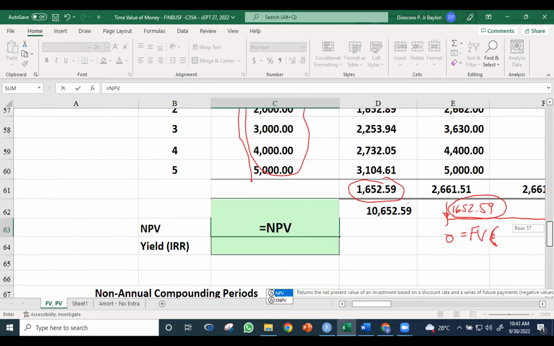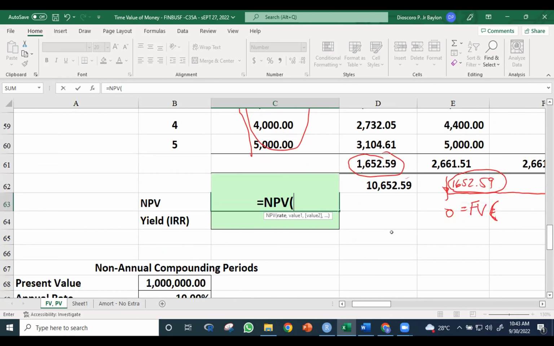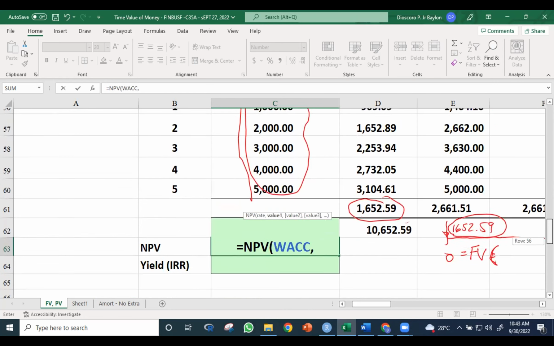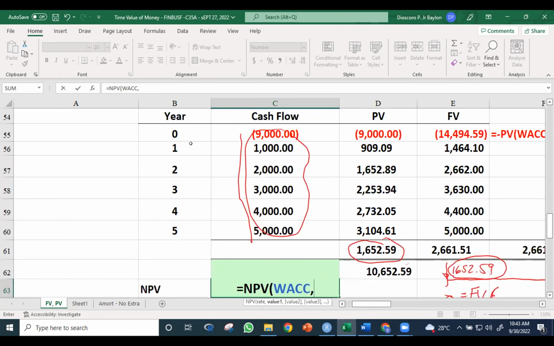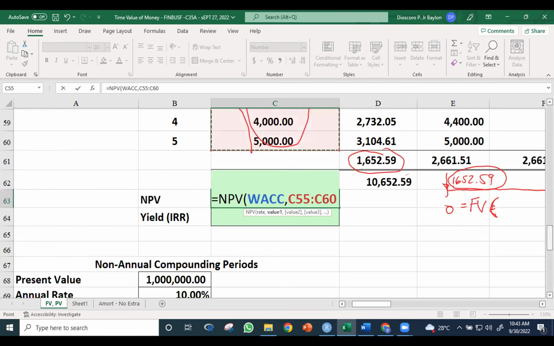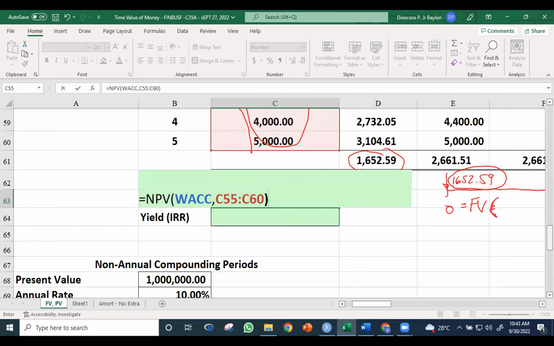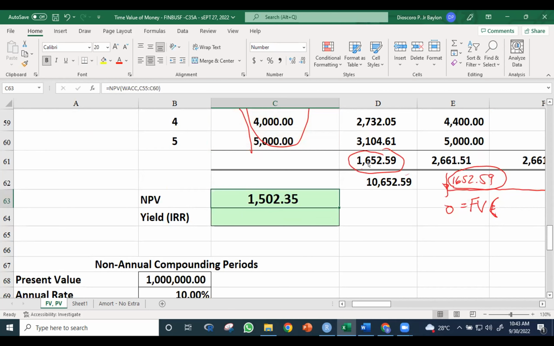Okay, so let's correctly use this. The rate is WACC, right? And then the values of the cash flow. So if I highlight this, Excel will treat this negative 9,000 as occurring at year one. So that will be the function. All right, so it's wrong. It did not give us the correct answer.